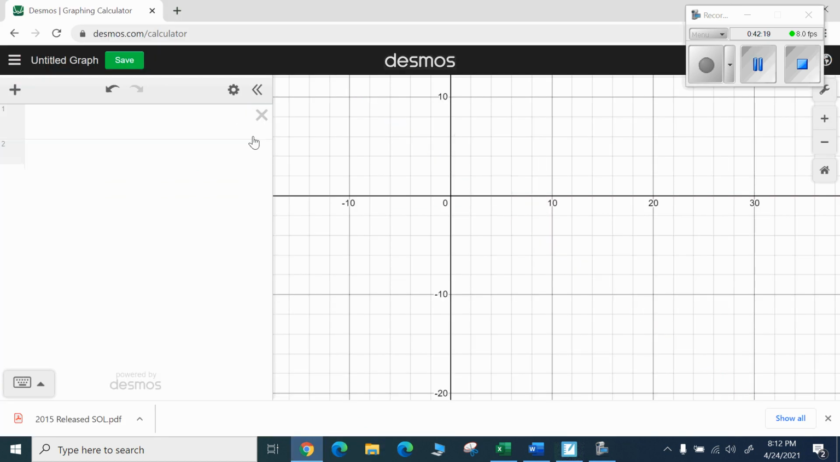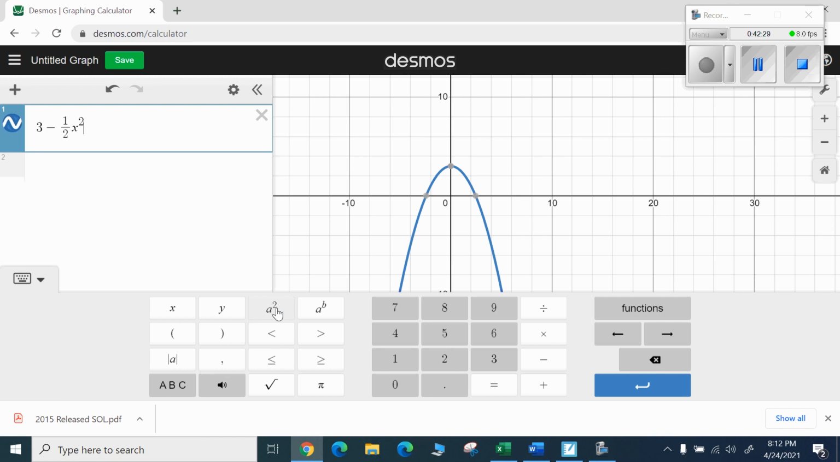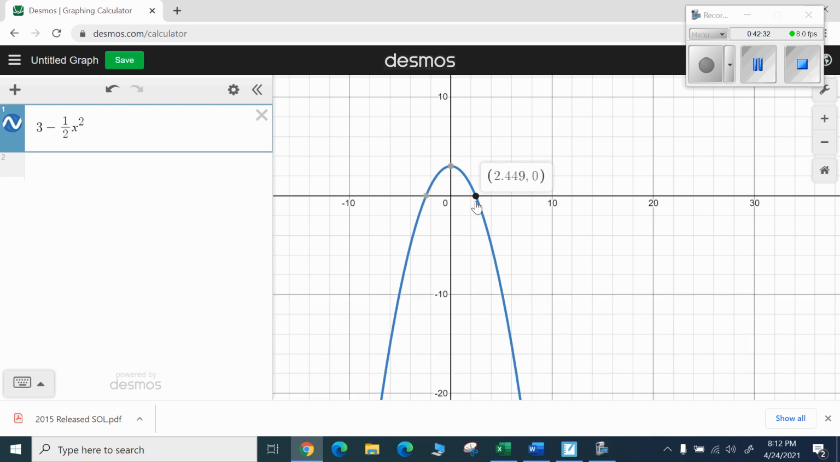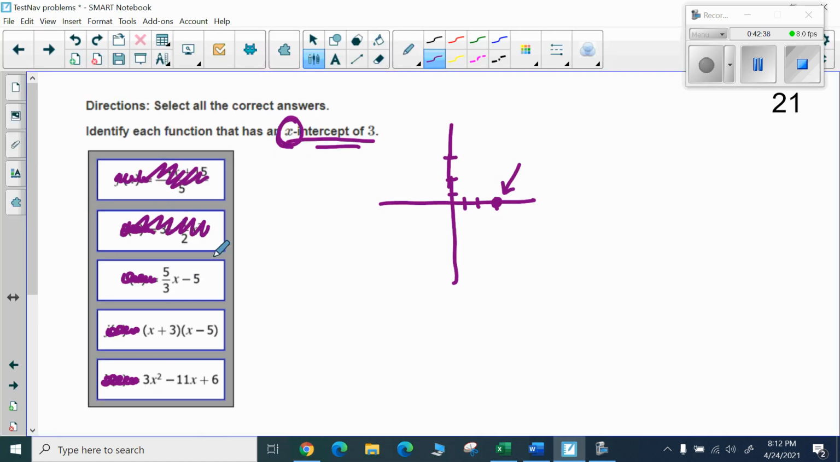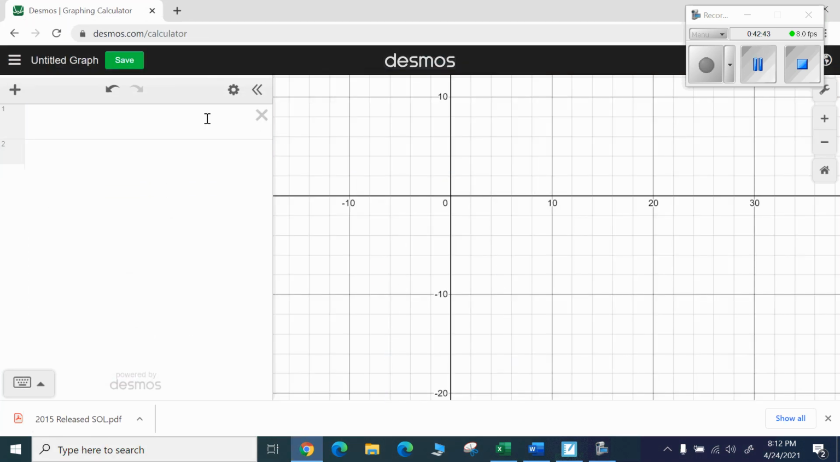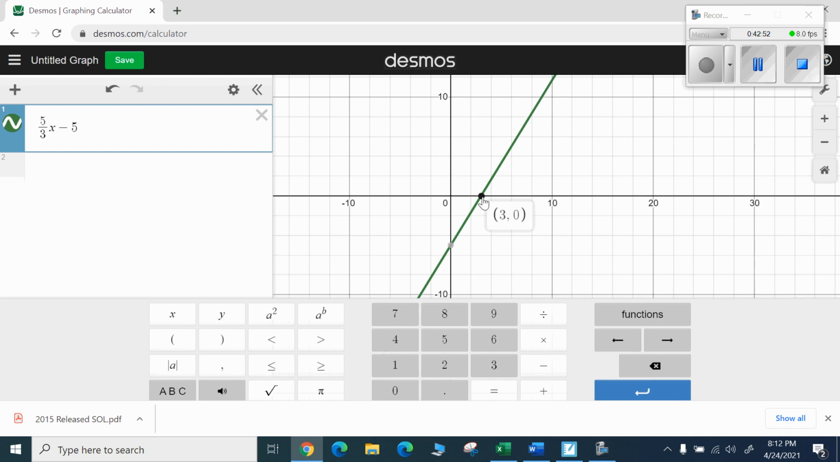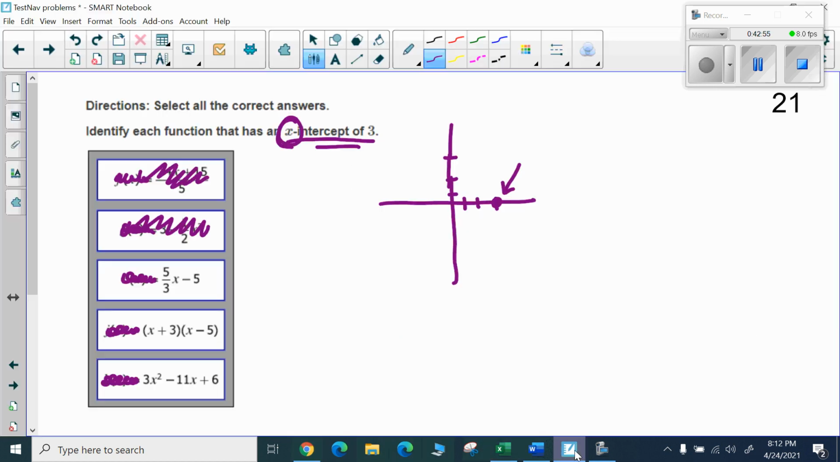All right, 3 minus 1/2 x squared. Let's try this. Does that cross at 3? No, it does not. It crosses at 2.449. So that one is no good. How about 5/3 x minus 5? Let's see what that is. Aha, we have a 3. All right, so that one is good. We would pick that one.